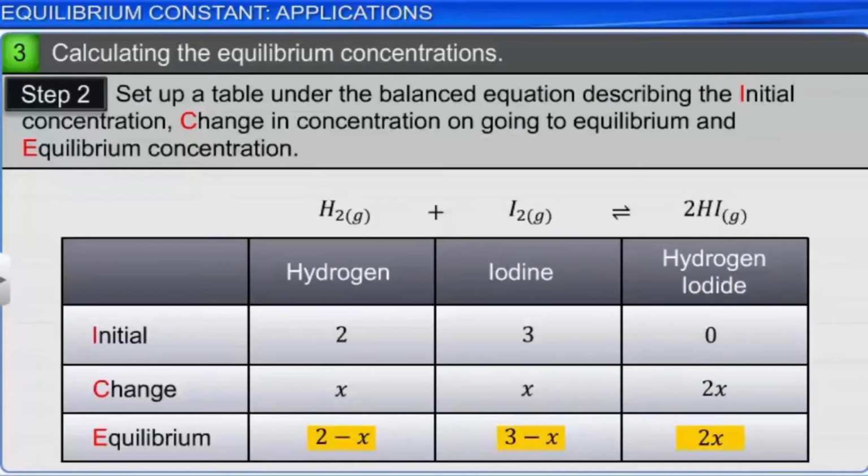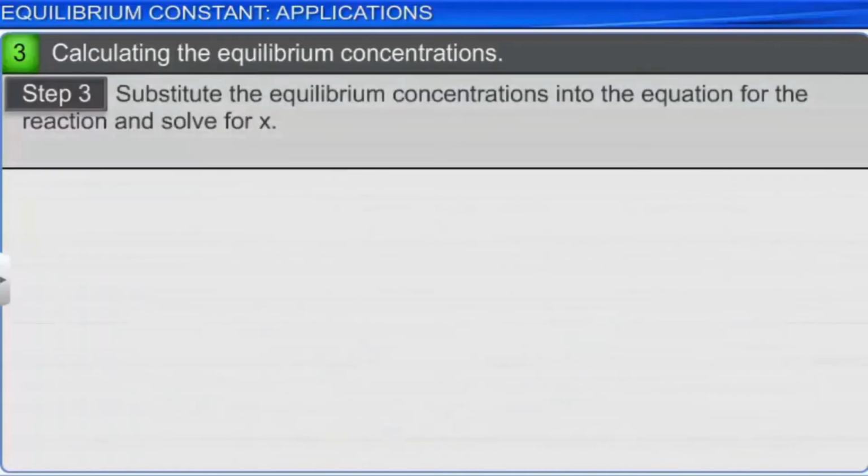In the third step, substitute the equilibrium concentrations in the equilibrium equation and solve for x. The equilibrium equation for the reaction is Kc is equal to the concentration of hydrogen iodide raised to the power of 2 divided by the product of the concentrations of hydrogen and iodine.